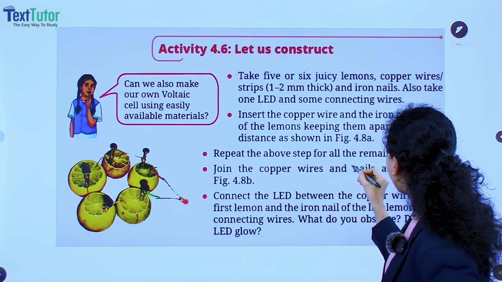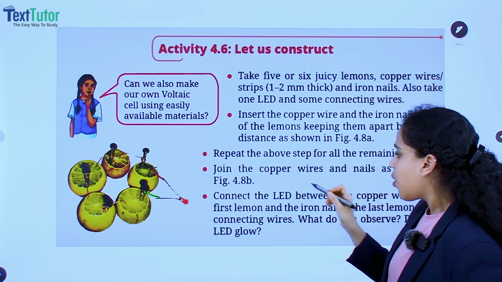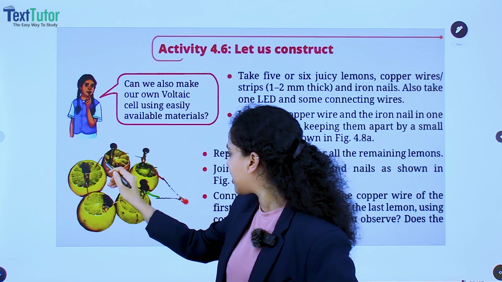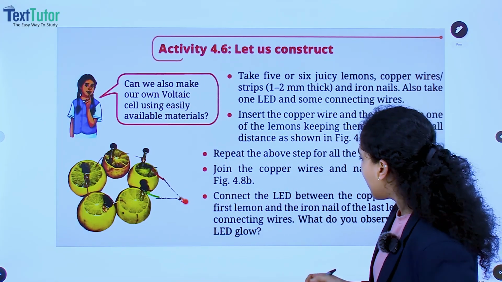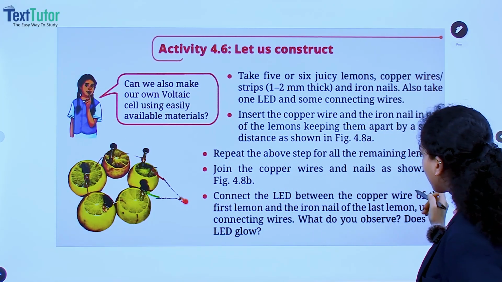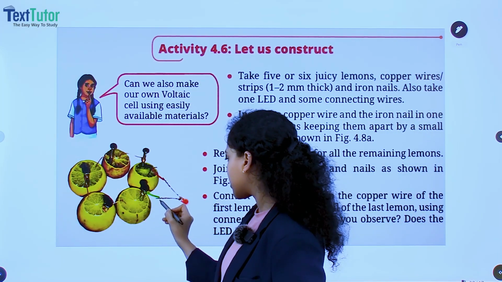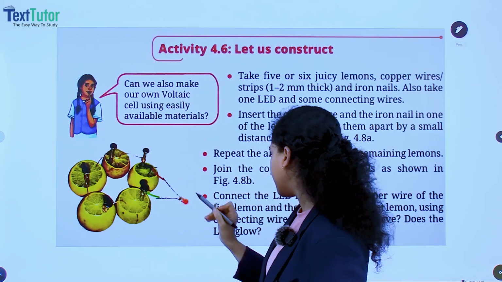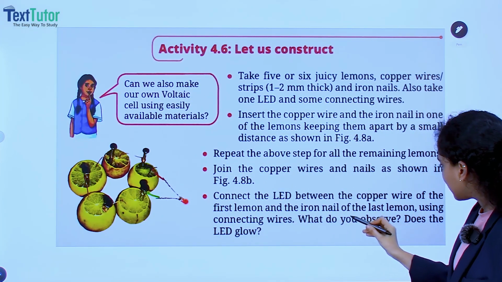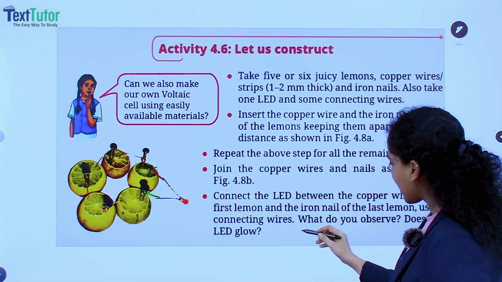Repeat the above step for all the remaining lemons. All the remaining lemons we have to connect by using the copper wire. Connect the LED between the copper wire of the first lemon. We said that here the LED is connected to the first lemon and the fifth lemon. Then the iron nail of the last lemon using the connecting wire.